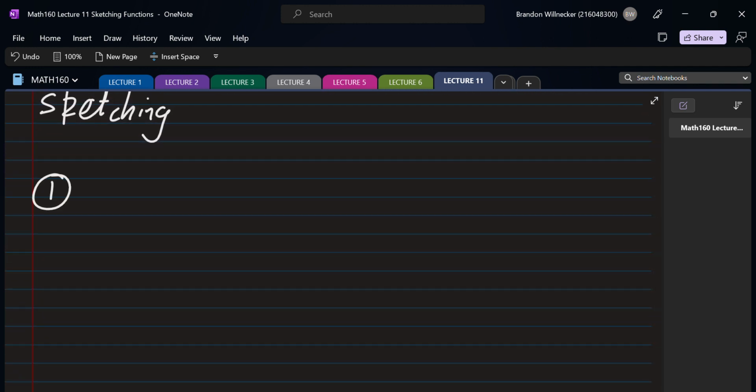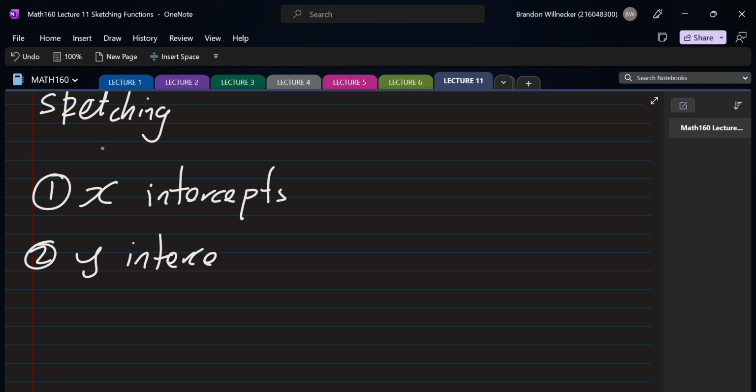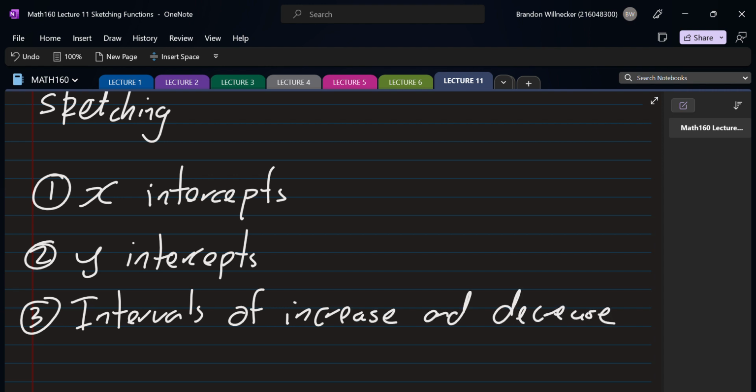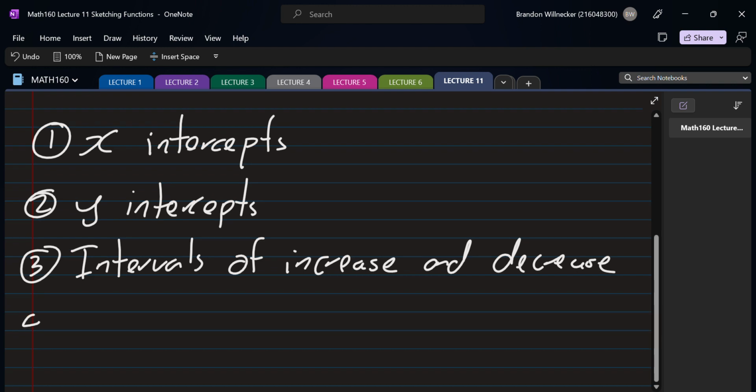So number one, x-intercepts. This is very familiar from what you did in high school. Then we have number two, y-intercepts. Number three, intervals of increase and decrease. So we're looking for values of x where the function is increasing, values of x where the function is decreasing.